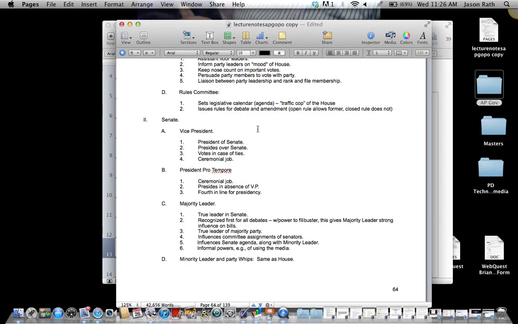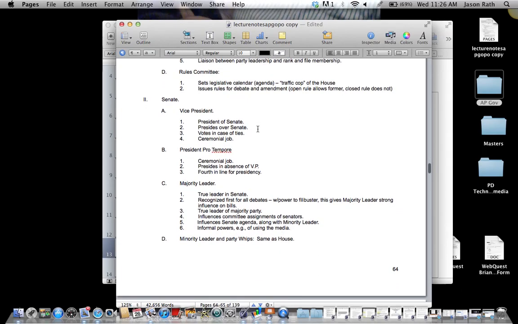Majority leader, these are the people that actually would have power in the Senate, and minority leaders. True leader of the Senate, recognized first for all debates with power to filibuster. And you need to tell me what that is. That gives the majority leader strong influence on bills.